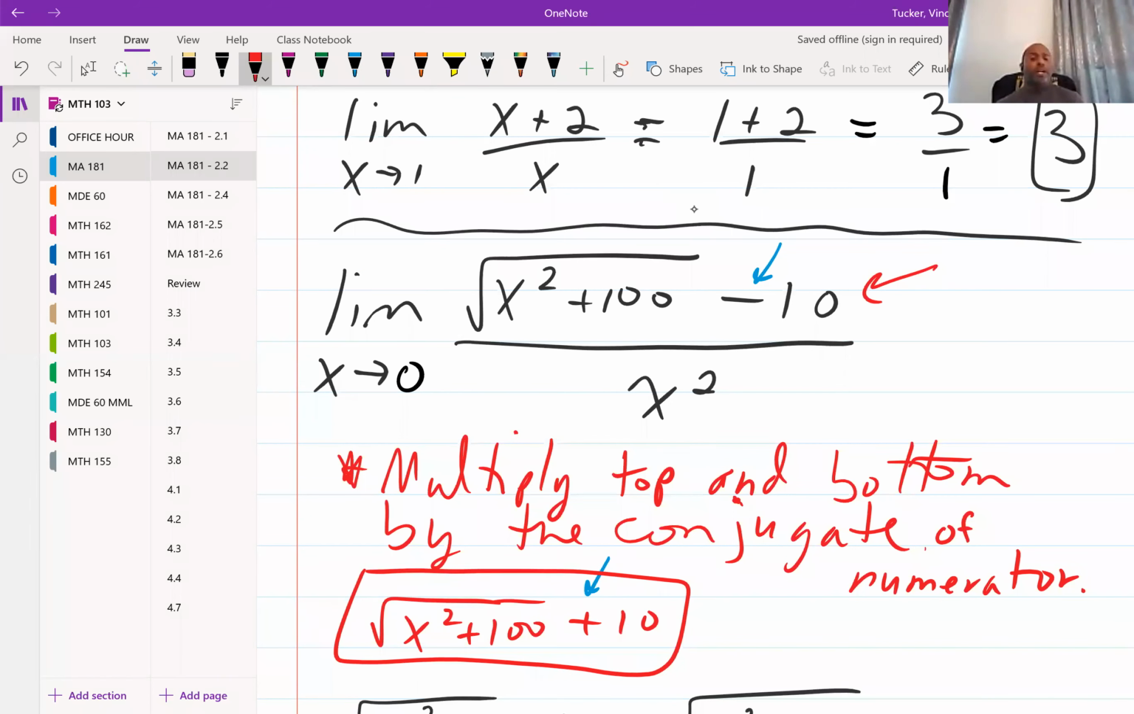All right, so when we talk about conjugates, everything is the same except for that middle sign. So we had the square root of x squared plus 100 minus 10. So we're going to multiply top and bottom by the square root of x squared plus 100 plus 10. So we're going to just change that sign that's in the middle. And remember, you can manipulate problems or manipulate fractions as long as you multiply the same thing to the top and bottom. So it keeps your equivalency.